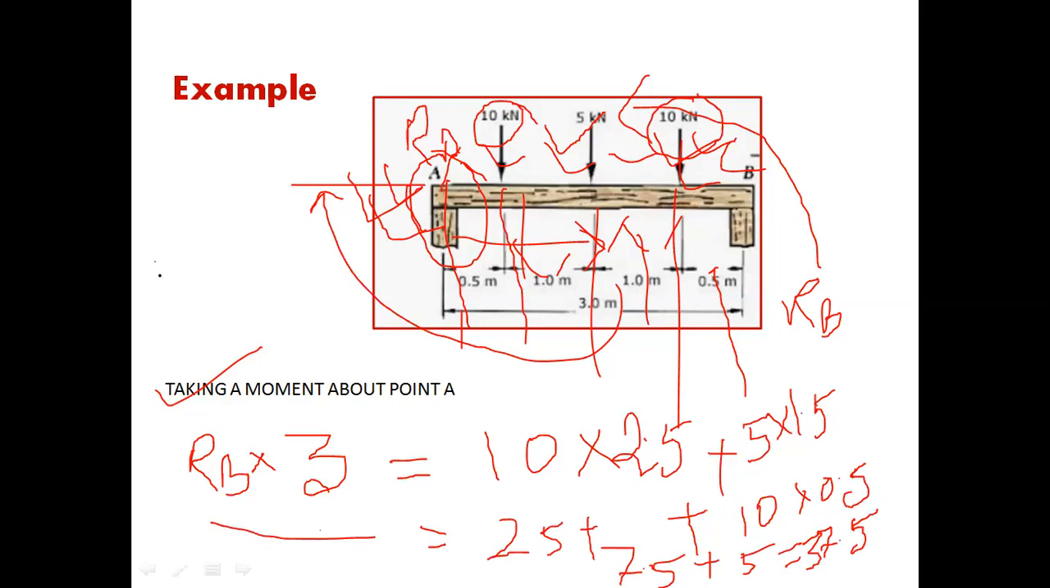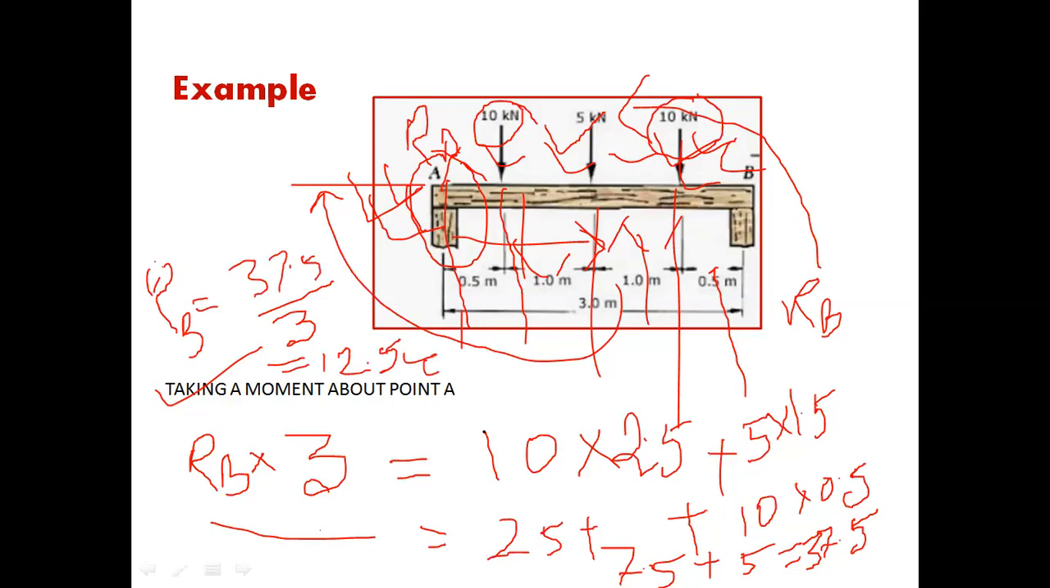Therefore we can easily write the value of RB is equal to how much? The value of RB is equal to 37.5 divided by 3. This is equal to 37.5 divided by 3, which is 12.5. Nothing else, it is 12.5. So RB is equal to 12.5.